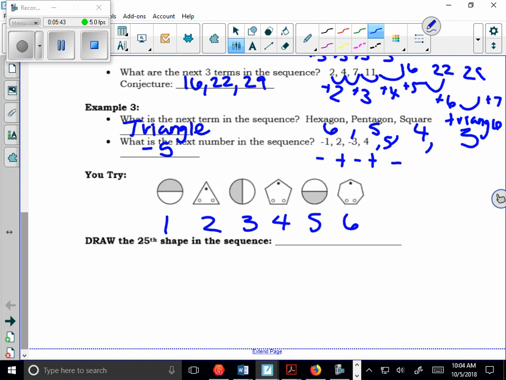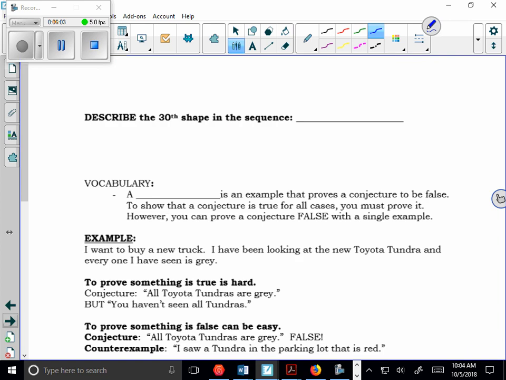Notice what's happening on the odd ones, what's happening on the even ones, how many times it takes to go through a cycle of repeating a pattern, things like that. So see if you can come up with what the 25th shape in the sequence would look like. And then also, I believe on the back, it asks you to describe the 30th shape in the sequence. So you don't have to draw it, but just describe it. So pause the video for a second and see if you can get that done.